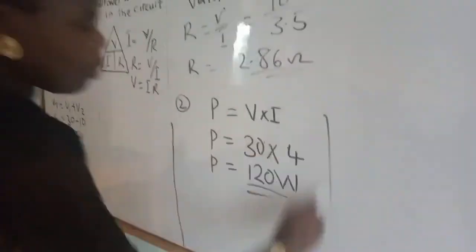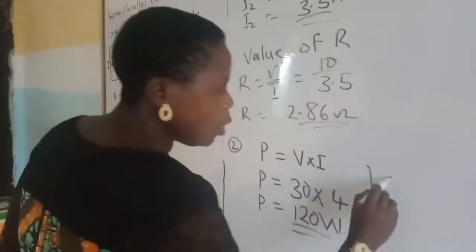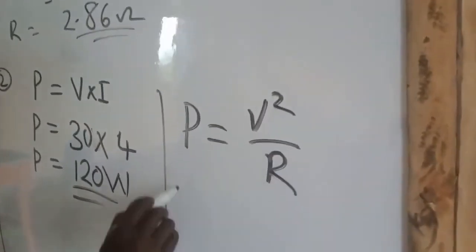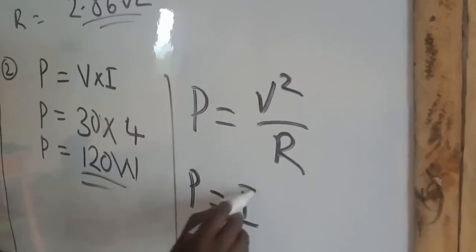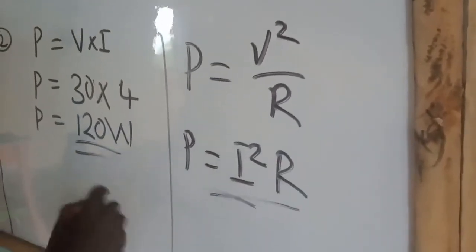We can also use some other formula which you can do on your own. As your assignment, P is equal to V squared over R, and you can also use P is equal to I squared times R. Do that one on your own.